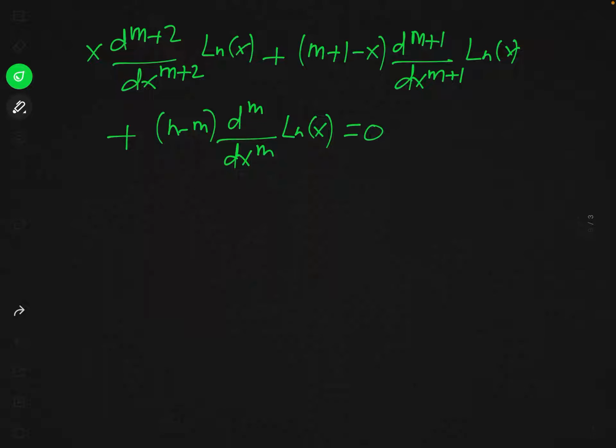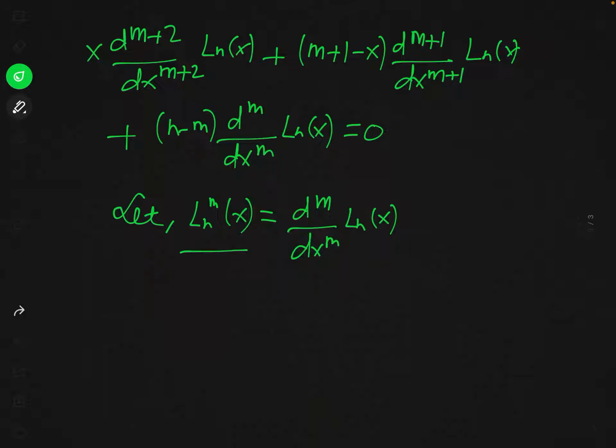Now let us put here, let L_n^m(x) equal to d^m/dx^m operated on ln of x. Let us consider that L_n^m(x) equals this much. So when we use this assumption in the above equation, what will be your result?